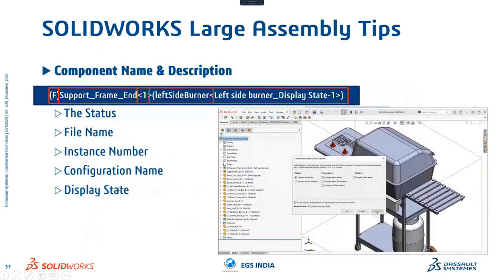Okay, next is the component name and description. Here you can see the component name, like F support frame underscore end. It is broken down like this: the first letter F shows the status of the file, the second shows the file name, and the third is the instance number, which in this case is one. Then the configuration name shows left side burner, and finally the display state. You can control which of these are shown on your feature manager design tree using the component name and description dialog box. You can choose and select OK.